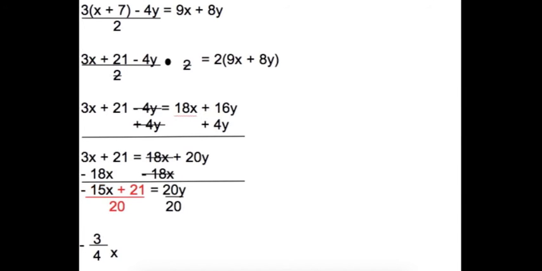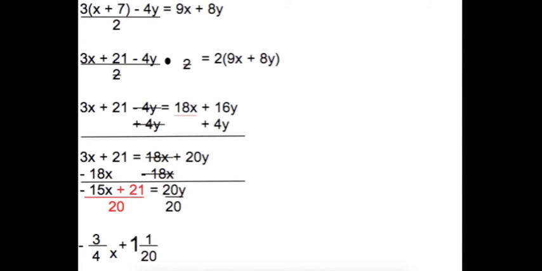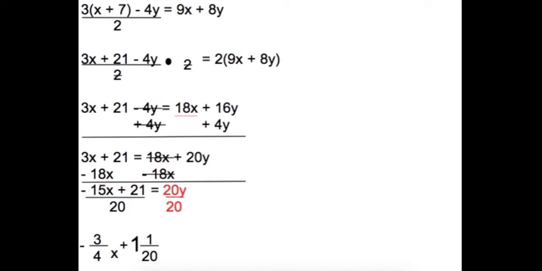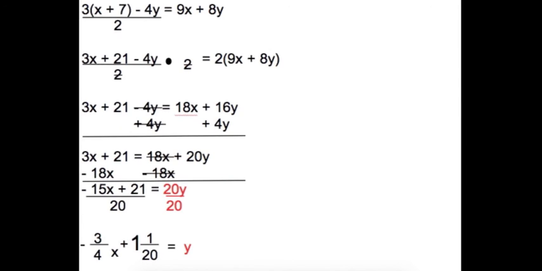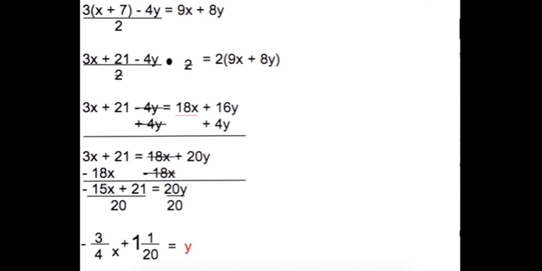Next we have to do a positive 21 divided by 20. As a fraction, this is a positive 21 over 20. This can simplify to the mixed number of 1 and 1/20th. Let's simplify the right side of the equation now. 20 divided by 20 is 1, leaving us with 1 times y, which we know is just y. So, we have successfully solved our equation for y. Y equals negative 3/4 x plus 1 and 1/20th.